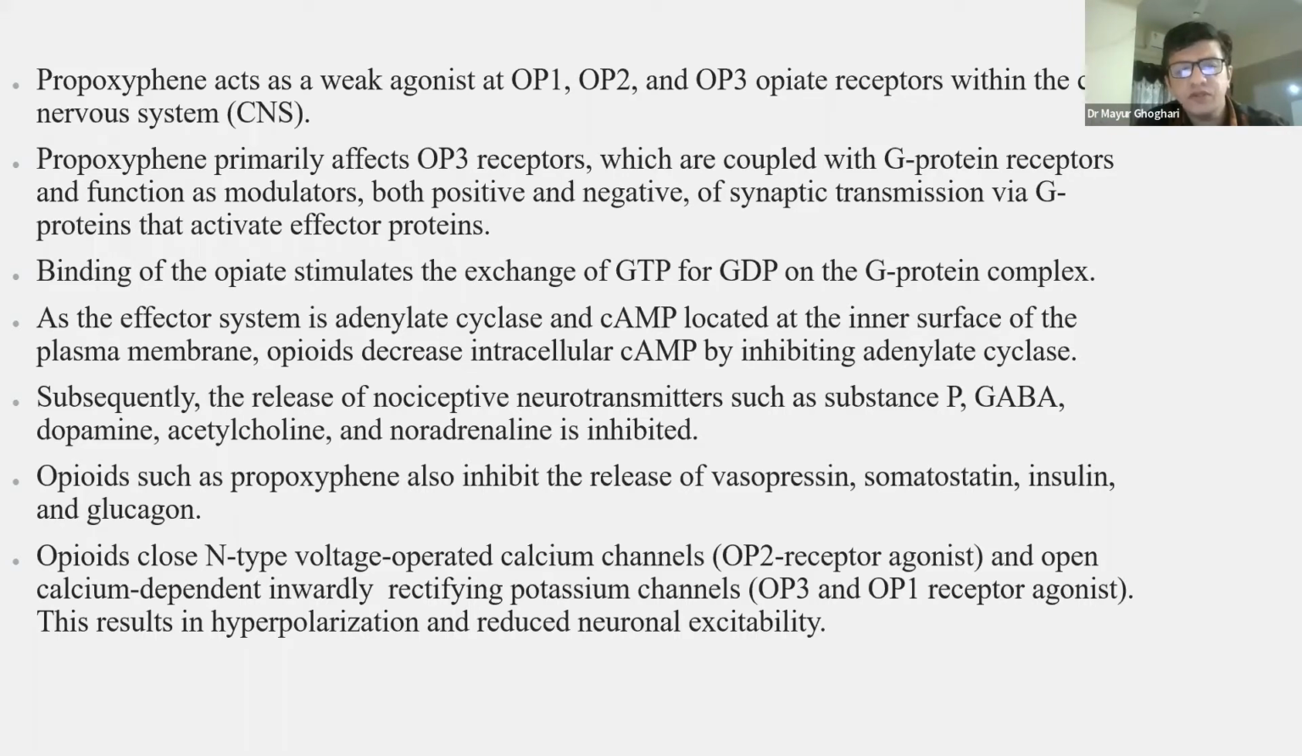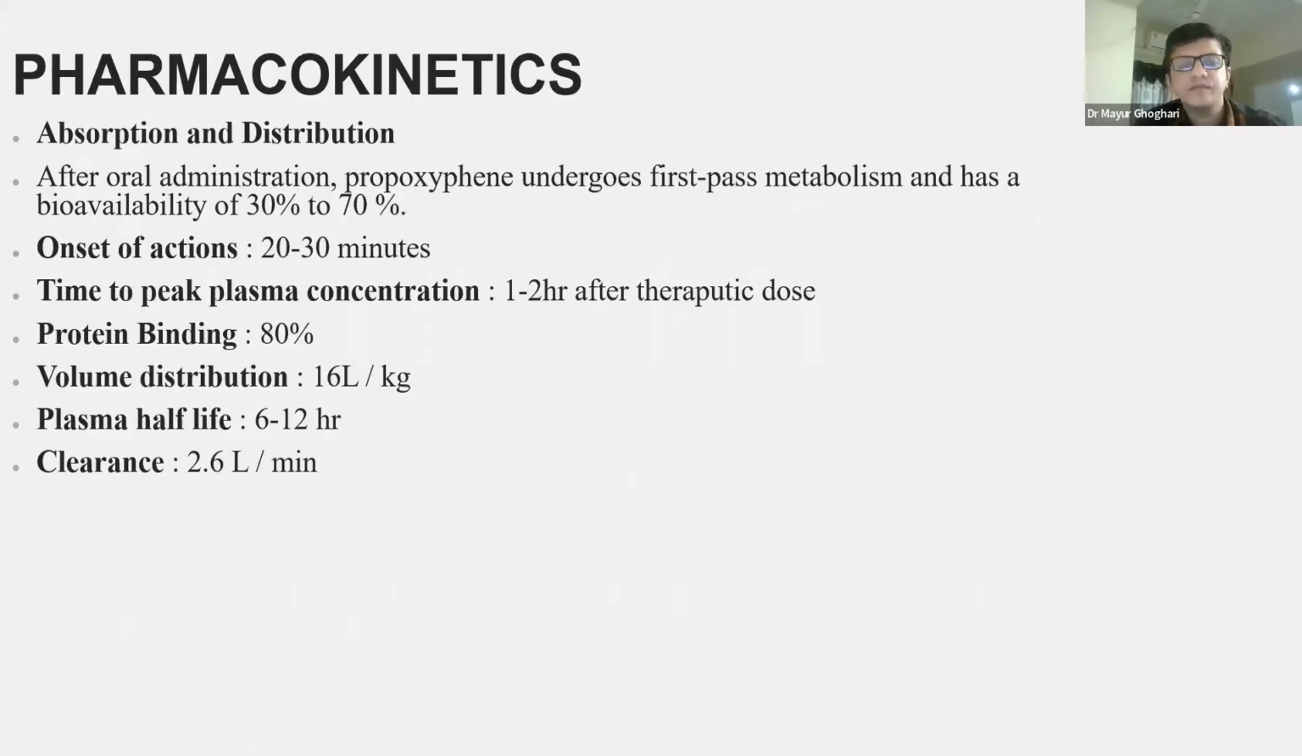Propoxyphene also inhibits the release of vasopressin, somatostatin, insulin, and glucagon. Opioids close N-type voltage-operated calcium channels and open potassium channels. This results in hyperpolarization and reduces neuronal excitability.